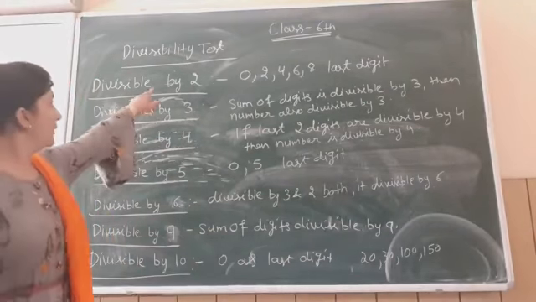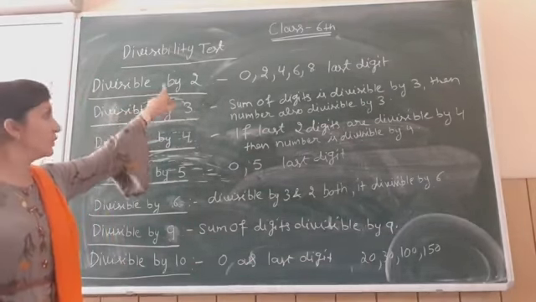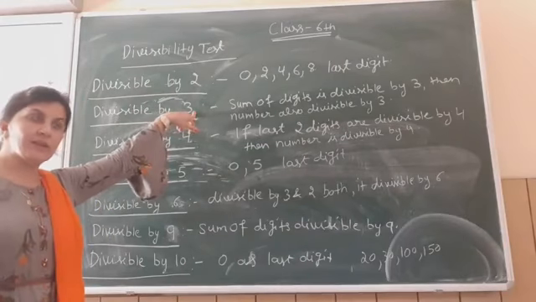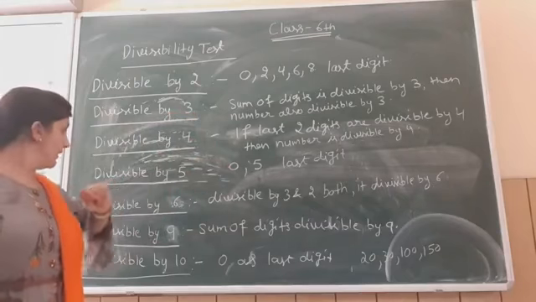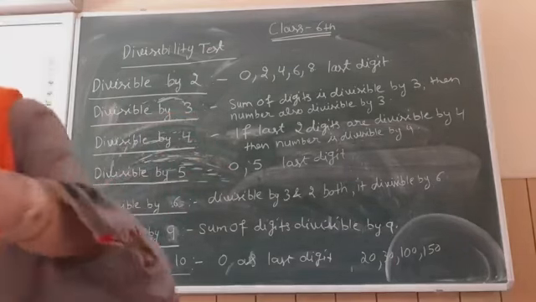So divisibility by 2: every even number is divisible by 2. Divisibility by 3: we add the digits. Divisibility by 4: we only check the last 2 digits, and we are left with the other numbers.